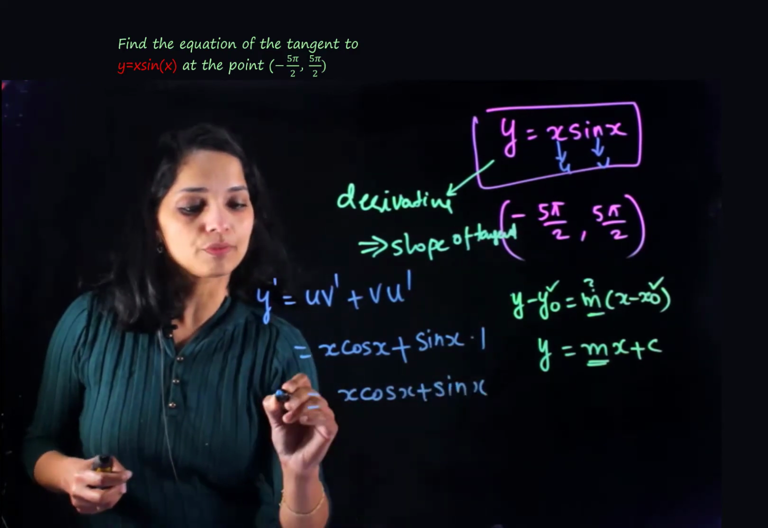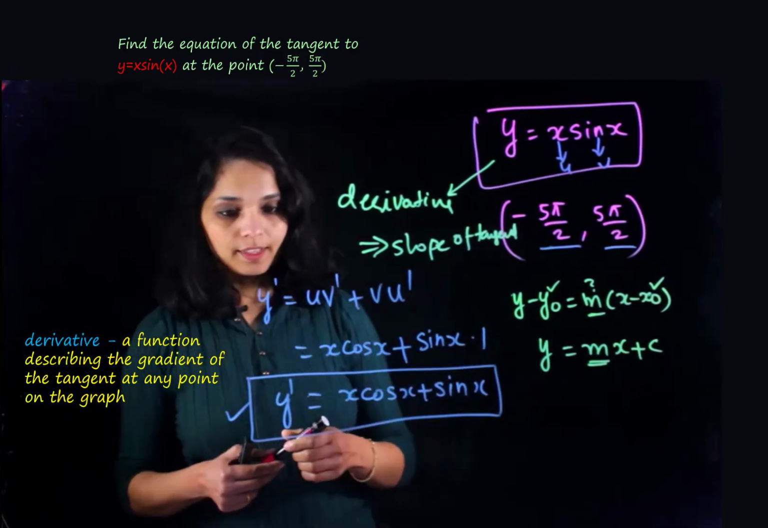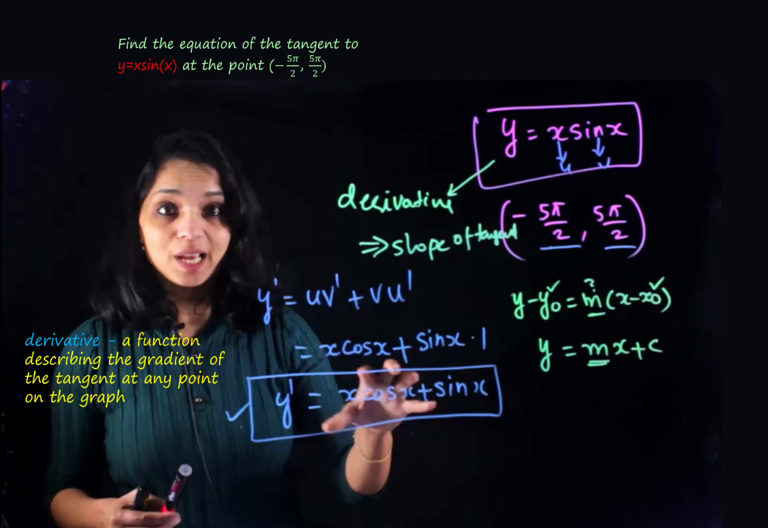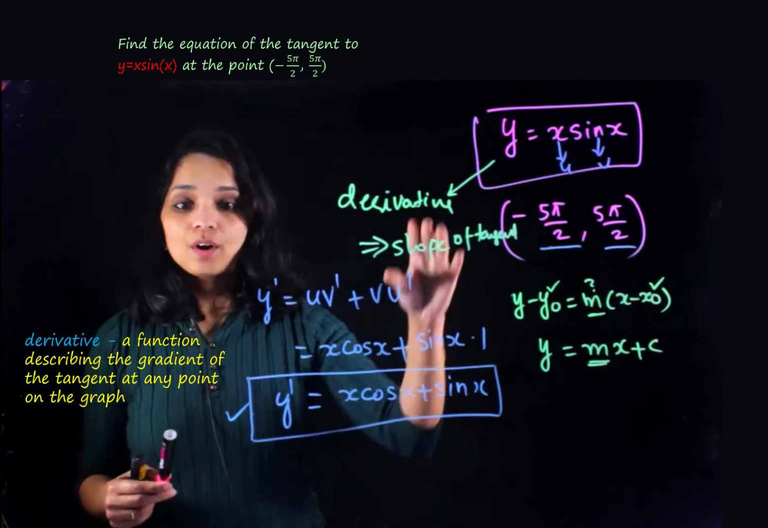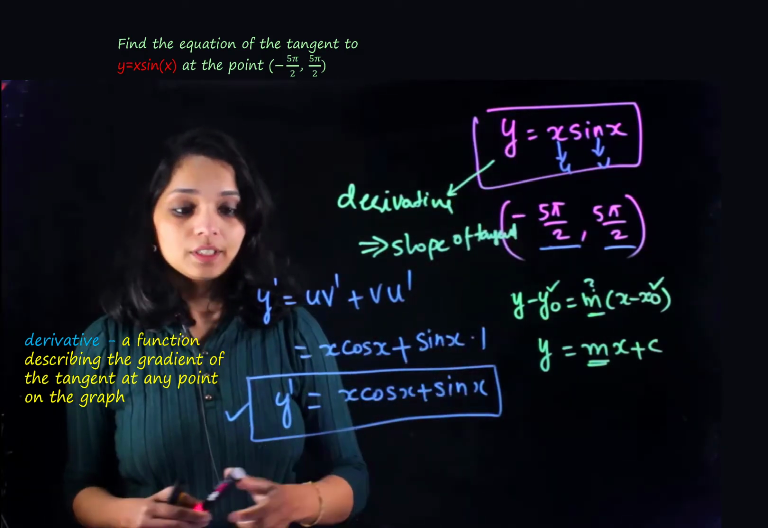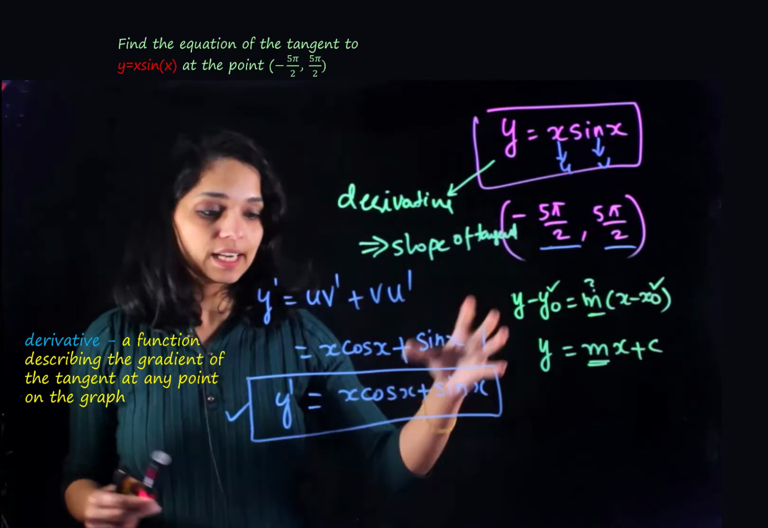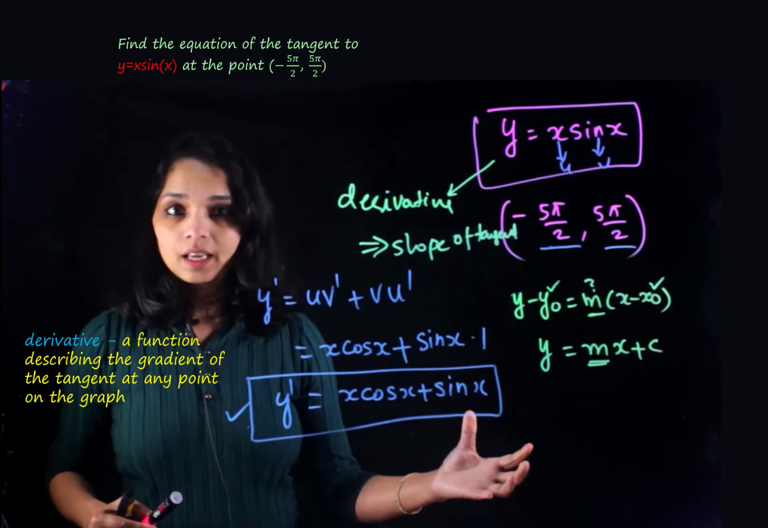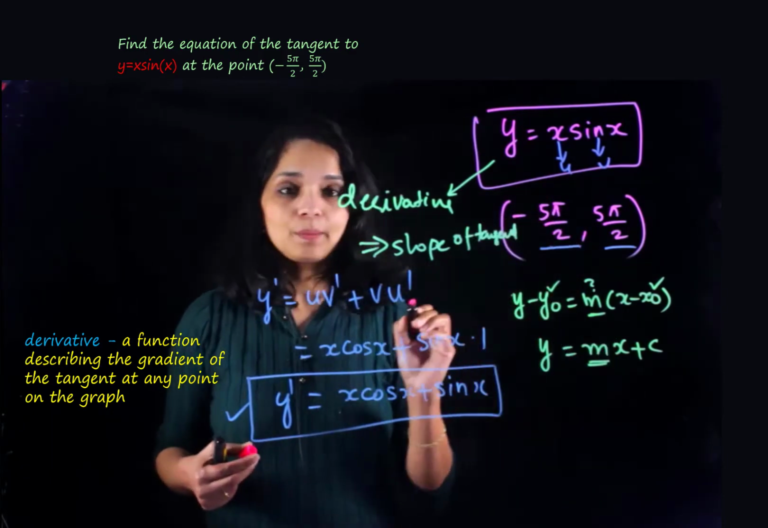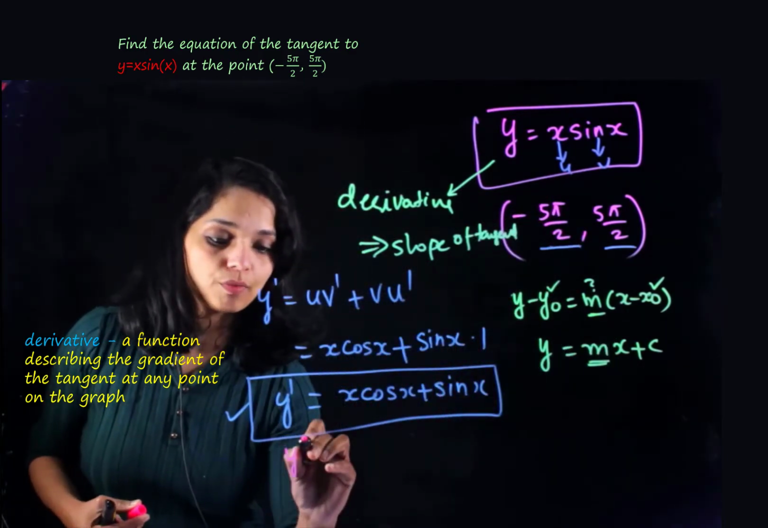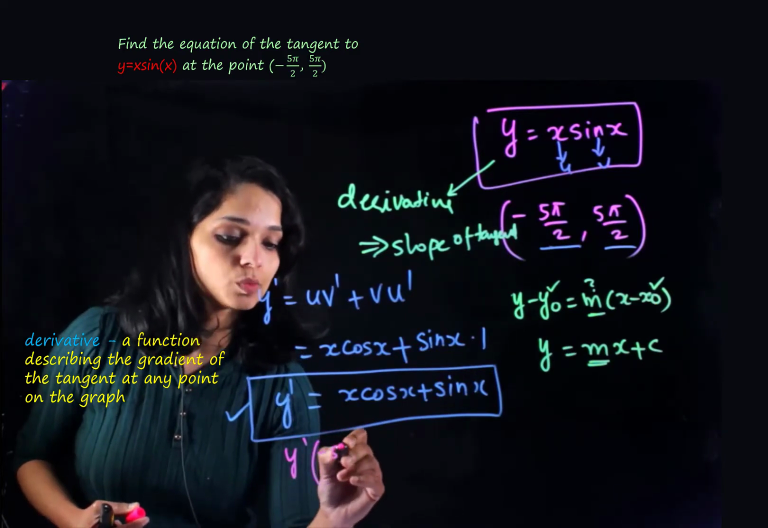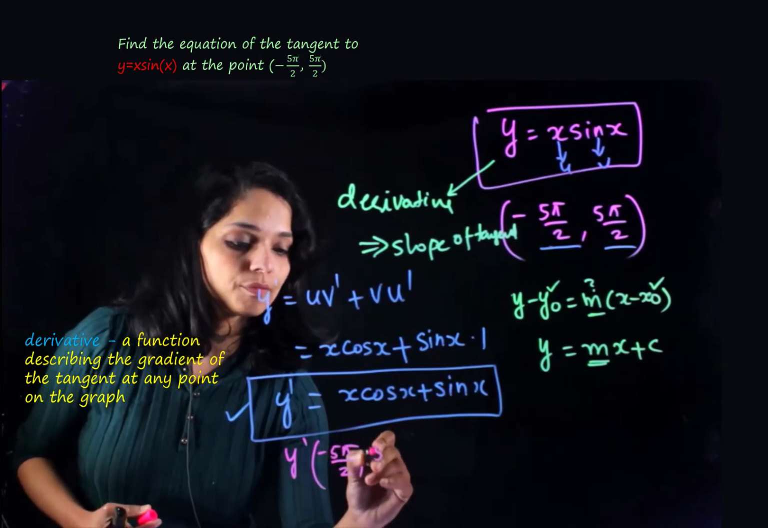So this is a function. This function, y dash, the derivative, is a function that describes the gradient of the tangent at any point on the graph. Okay, so this gives the equation of the gradient at any point. But what we need is the gradient exactly at that point. So what we have to do is find y dash, the derivative y prime, at minus 5 pi on 2, 5 pi on 2.